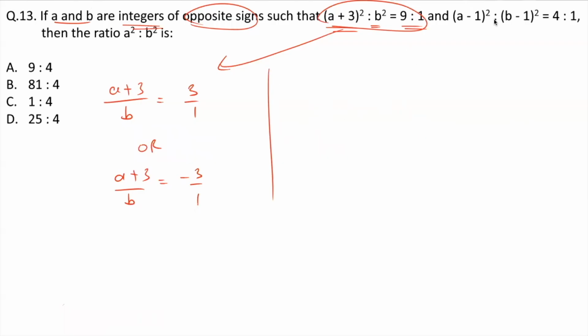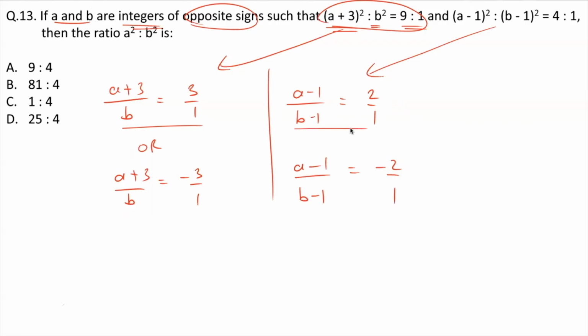Similarly, from the second condition, if you take square roots, we will get (a - 1)/(b - 1) = 2/1 or (a - 1)/(b - 1) = -2/1. Now, we'll have to check for combinations, guys. First, these two, then the second combination is these two, then the third combination is these two, and then these two. And we'll basically find out the possible values of a and b.